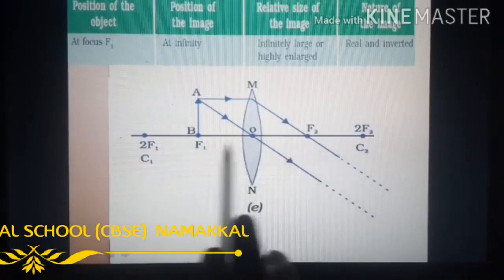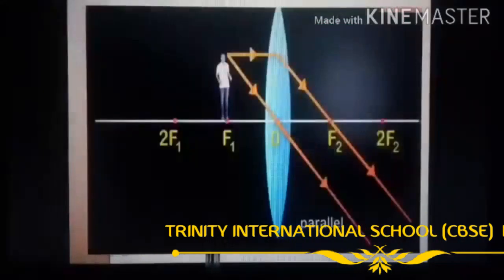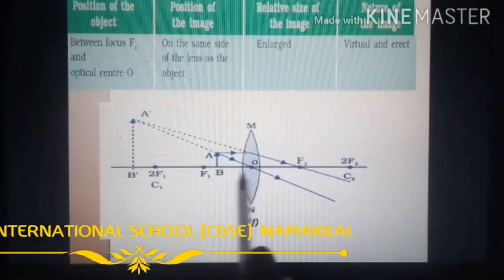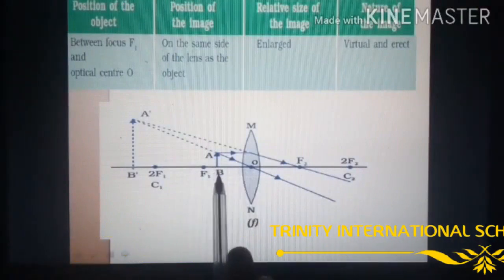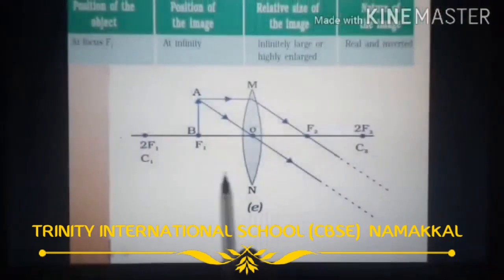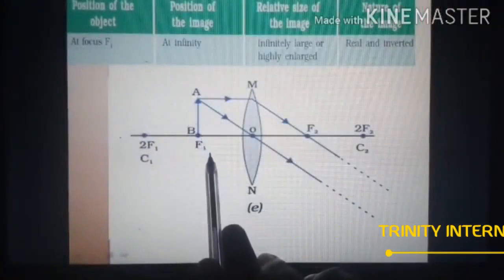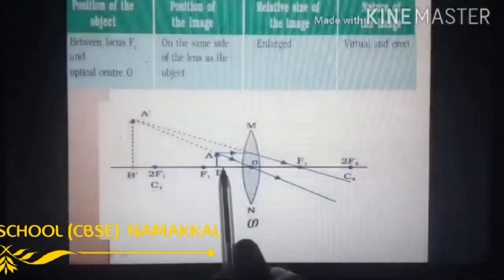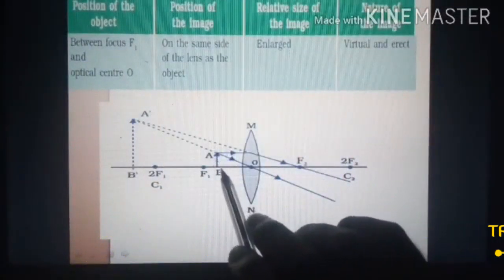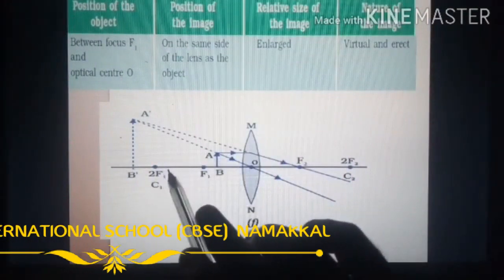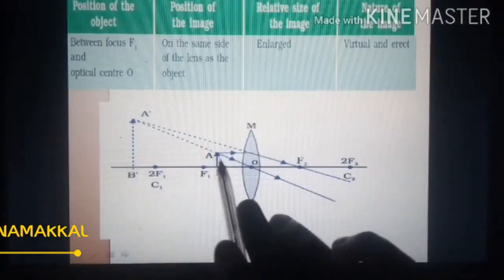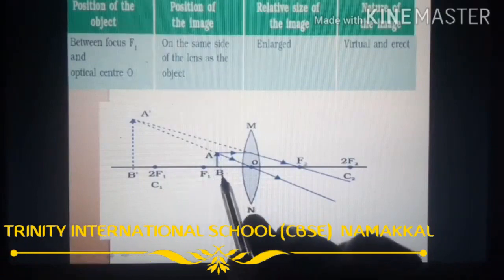The last one is to move towards the optical center. The last case is the object placed between F1 and the optical center. Now you take the object small, because in the previous cases we have taken all the objects of the same height. In the last case only, you should take the object size small, because we have to take the virtual image. Virtual image means we can view it on the same side, through the lens itself. So in order to draw the virtual image, the object should be taken small, for convenience.